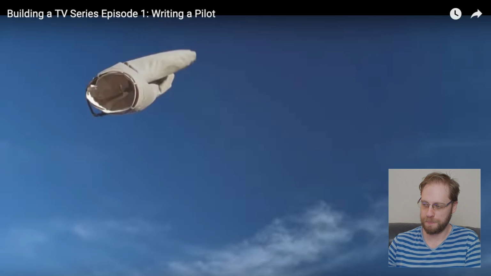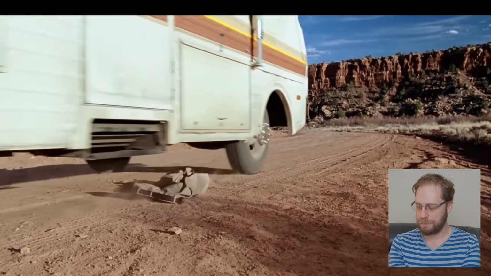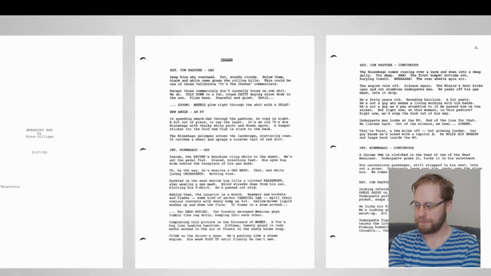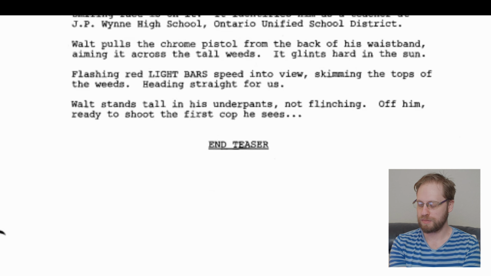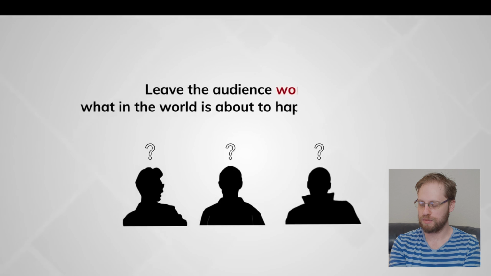So The Breaking Bad pilot starts off with a teaser. The teaser of your pilot is built to hook the audience into this episode. Teasers are usually very short, around 1 to 3 pages. The goal is to get in and get out and simply leave the audience wondering what in the world is about to happen in this show.